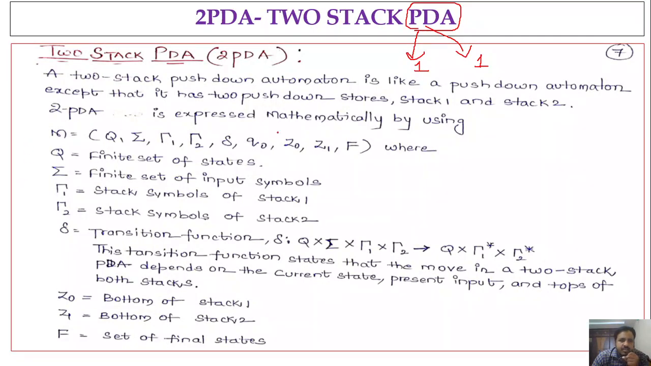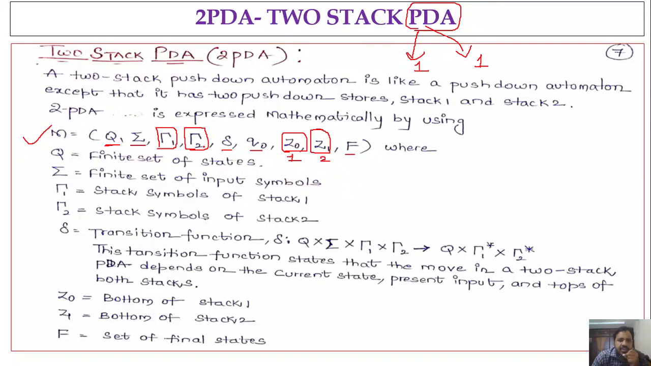Generally this two-stack PDA is mathematically represented using 9 tuples: 1, 2, 3, 4, 5, 6, 7, 8, 9. Q is the finite set of states, sigma is the finite set of input symbols, tau 1 is the stack symbols of stack 1, tau 2 is the stack symbols of stack 2, delta is the transition function, Q naught is the starting state, Z naught is the initial stack symbol of stack 1, and Z1 is the initial stack symbol of stack 2. And F is the set of final states.